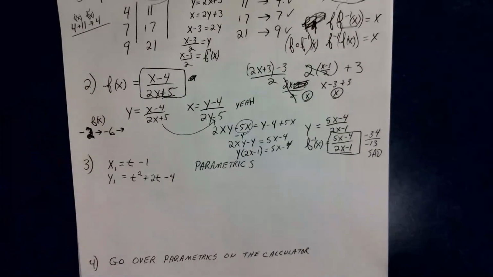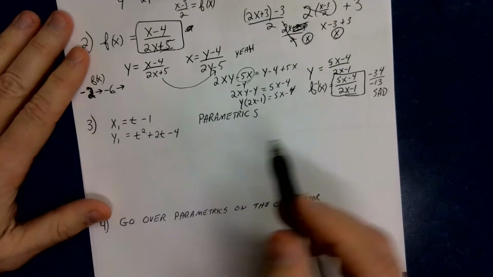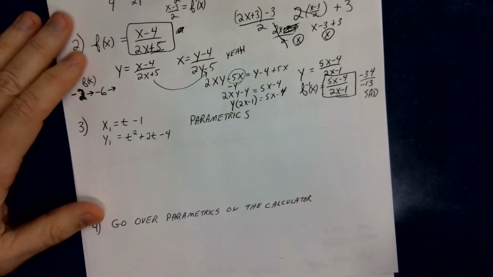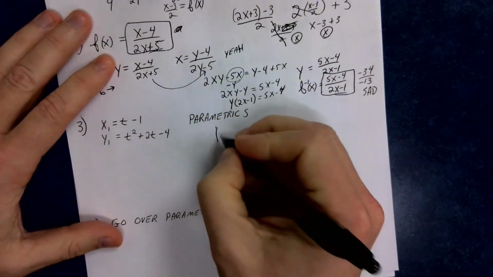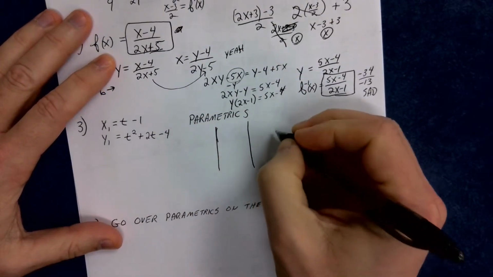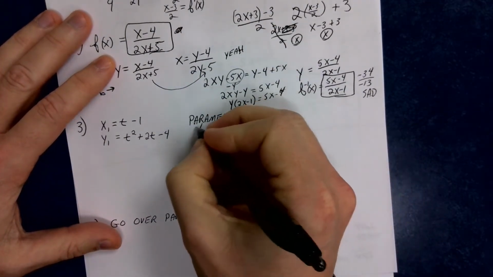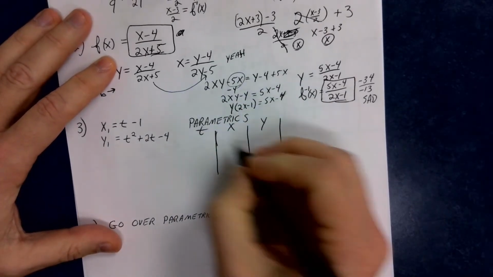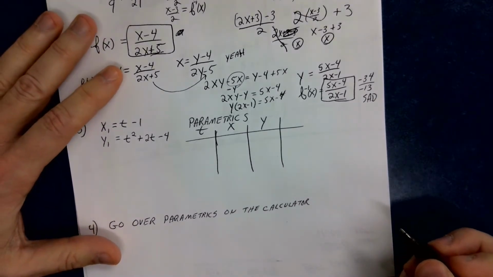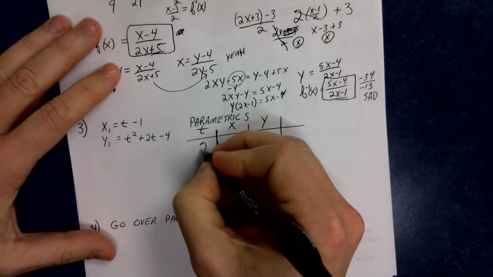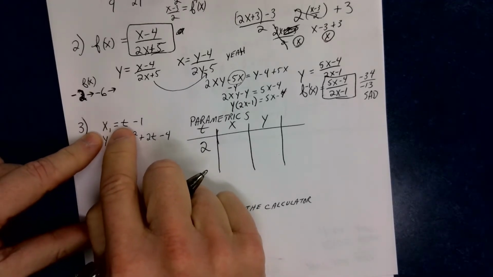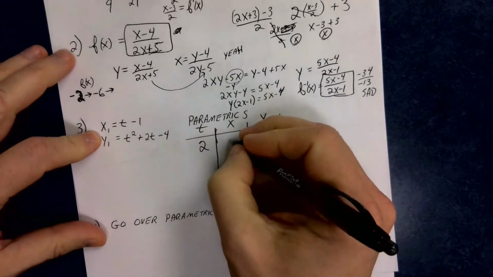Parametrics. Let's see how this goes. So a parametric equation is a relationship that gives you an x and a y based on a variable t. So we actually have three things right now. We have t as our input and an x and a y as our outputs. So if I plug in 2 for t, you can see my x is, I plug in 2, 2 minus 1 is 1.